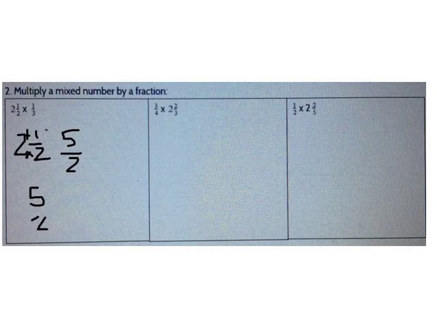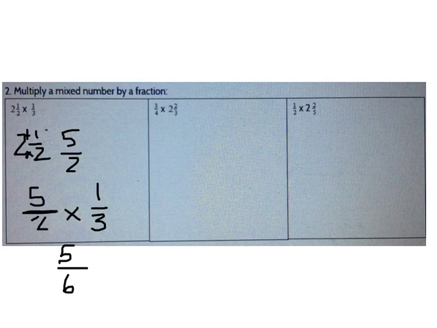Now I can multiply 5/2 times 1/3. What's 5/2 times 1/3? Well, 5 times 1 is 5. 2 times 3 is 6. The answer is 5/6. It's not an improper fraction, so I don't need to change it into a mixed number. Now I can try my next example.